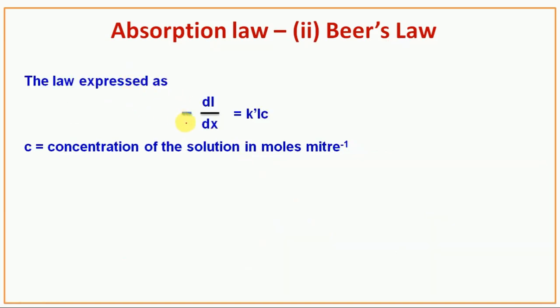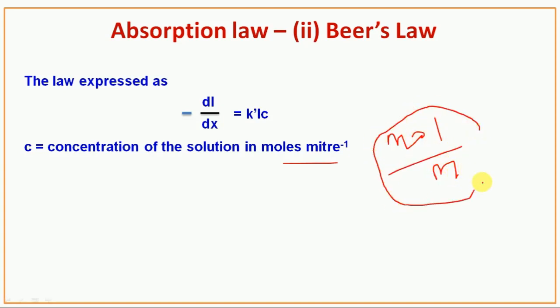The law is expressed as minus dI by dx is equal to k prime I C. Here C is the concentration of the solution in moles per meter, or moles meter inverse. We can write it like that also.